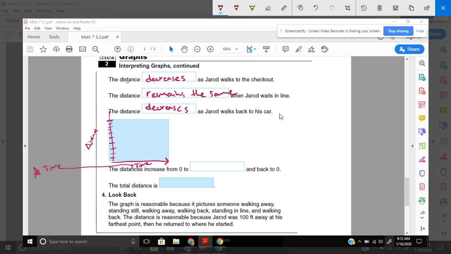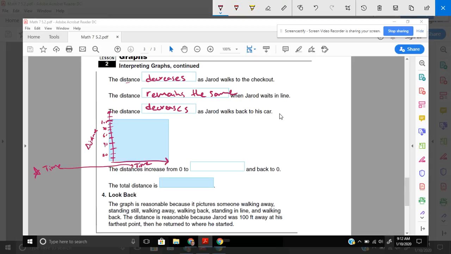If you need to, increase your line a little bit there. So 20, 30, 40, 50, 60, 70, 80, 90, 100. We'll see if we need to go past that at all. And time, we don't really need to label because we don't know how many seconds or minutes. It doesn't tell us that. So we'll just be vague with that.